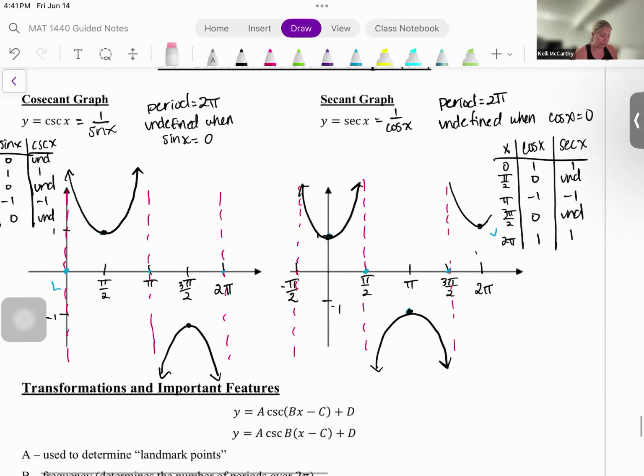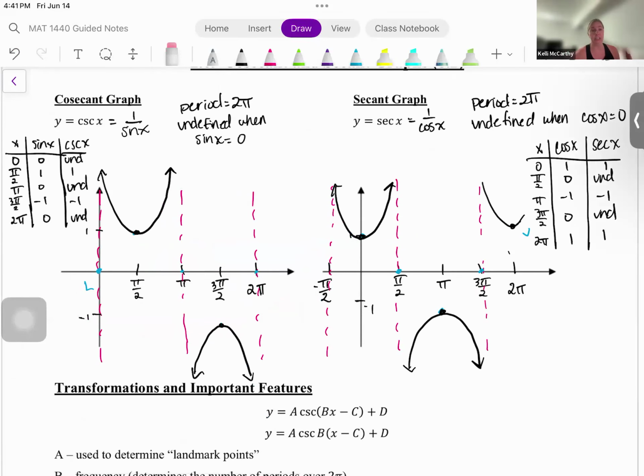Looking at these two graphs, they're very similar, just like sine and cosine are very similar. They're just offset from one another. So for our cosecant graph, we have those asymptotes at 0, pi, 2 pi, and we don't intersect that vertical axis, that y-axis. If we look at the graph of secant, we do intersect that y-axis. So if we're starting to try to model an equation for a given graph, those are the things we want to keep in mind when we're trying to determine whether we want to start with cosecant or secant.